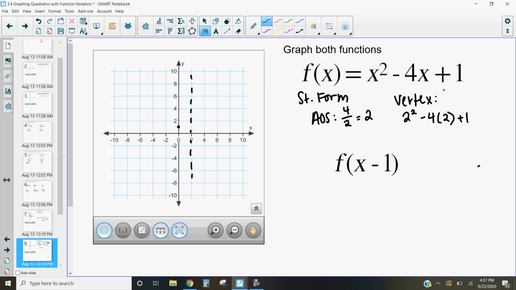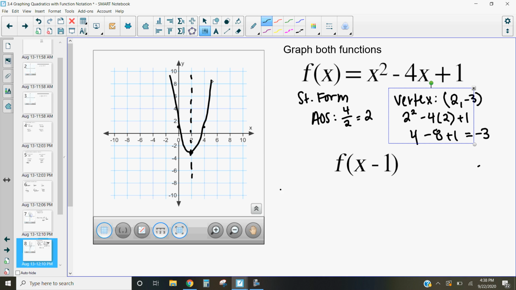And that ends up getting me 4 minus 8 plus 1, which is -3. So our vertex here is going to be 2, -3. So here's my vertex point. And then I have that other point there. So graphing this function, if I went over 1, up 2, I can go over 1, up 2 on this one. And here's what our function looks like, right?